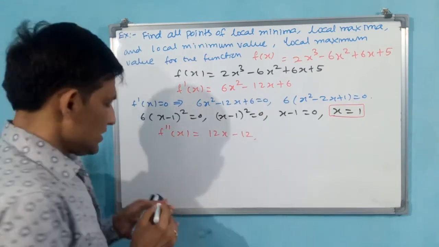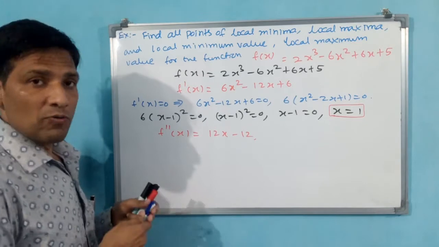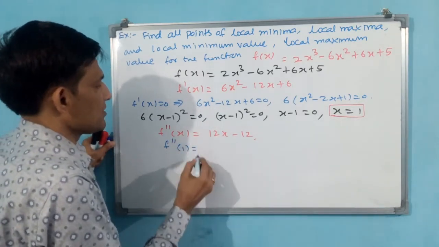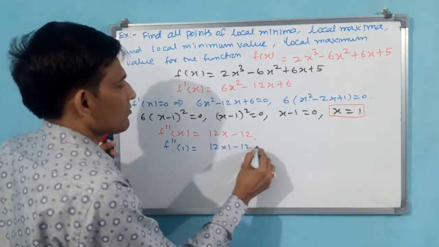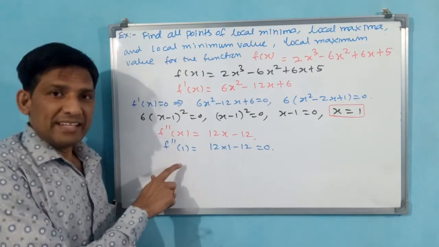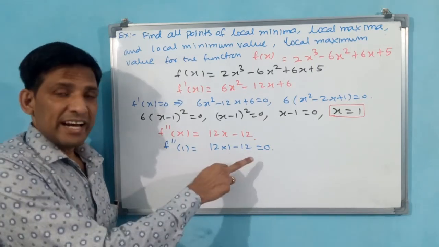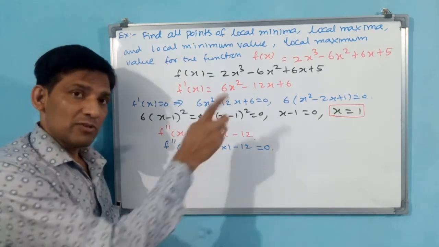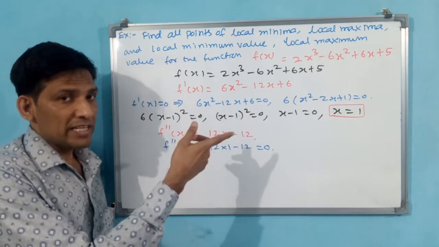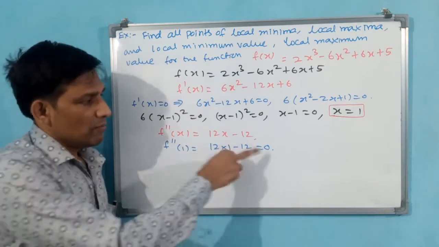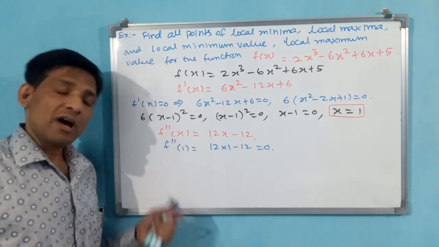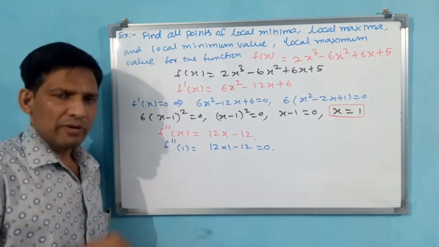Okay. See what you have to do. You have to find f double dash at c, at 1. F double dash 1 is equal to 12 into 1 minus 12, that is equal to 0. You see, f double dash c, if it is greater than 0 means local minimum value, less than 0 means local maxima value will come. But equal to 0 means it may be a point of inflection, or else another thing will come, local minima, local maxima.